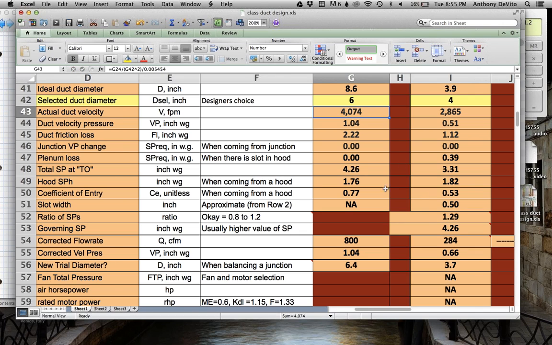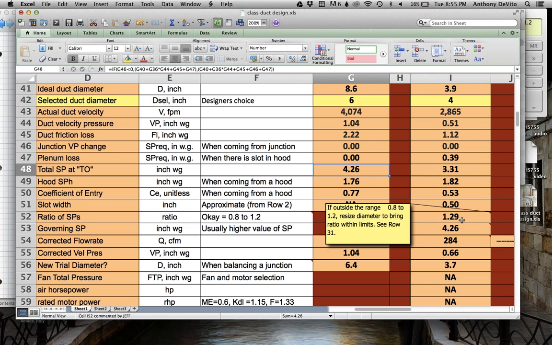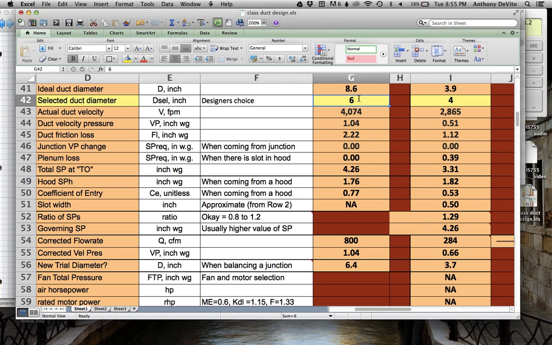Now, what about if I make this a 6-inch duct? Okay, well, now my static pressure here is 4.26 inches. See it there? Static pressure at C is 4.26 inches. And my actual duct velocity is much higher than I really need, but those are the breaks. I have to get these two static pressures to be the same. Now it's 4.26, and this is 3.31. What's the ratio? It's now 1.29.